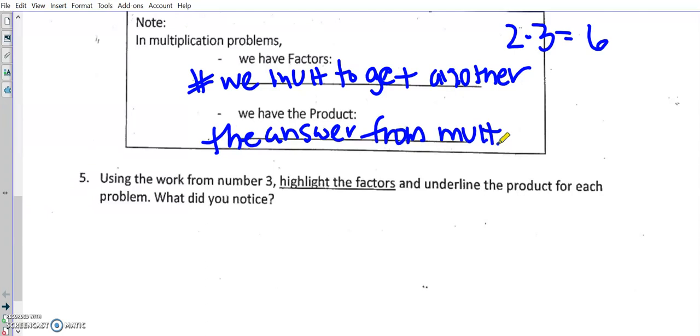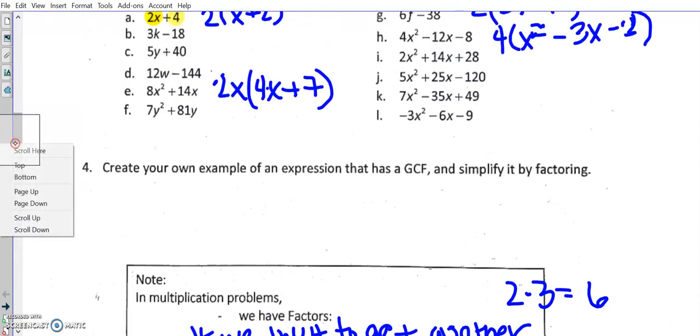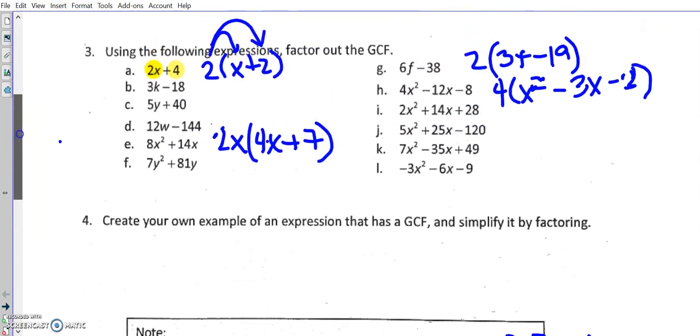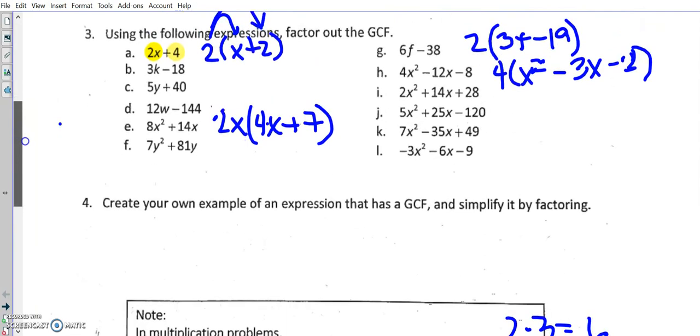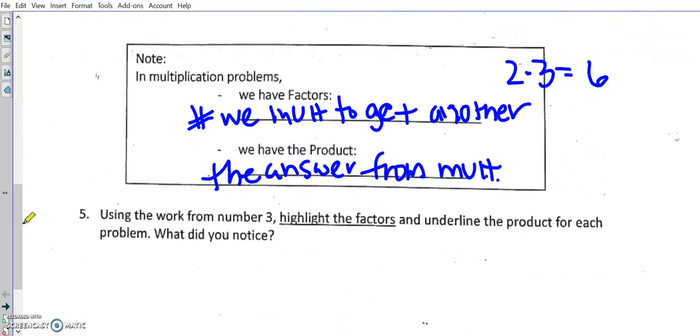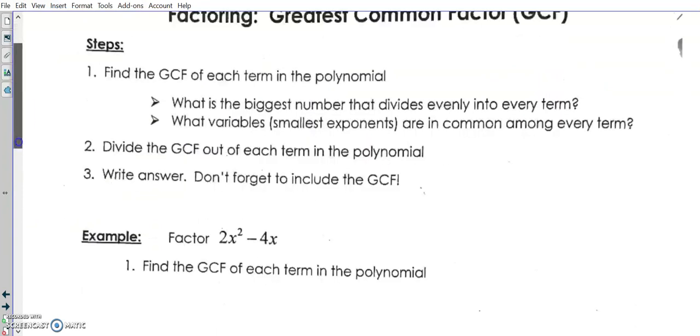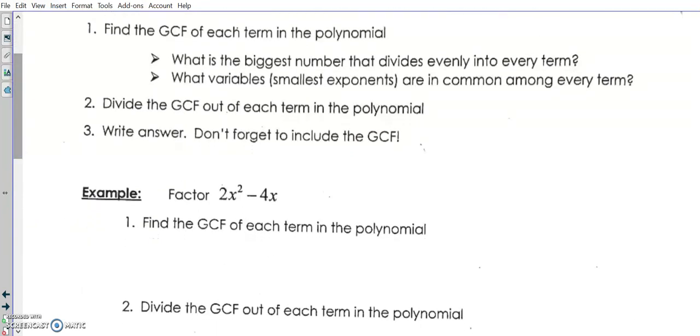Okay, in part 5, we have calculators, but I want you to grab some highlighters, and highlight the factors and underline the product of each of those problems, okay? Once you've done that, you can go ahead and flip over to the next page. This is the last one that I'm really going to look at in notes. Then I want you guys to work on the page that I will circle after this, okay?